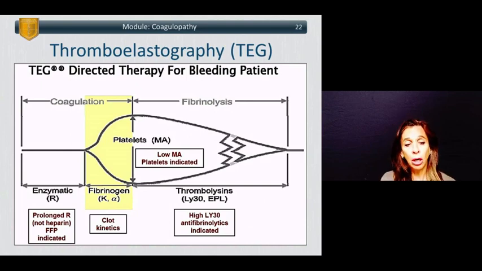And so if you have a prolonged R component and the patient is not on heparin, then FFP is indicated. If you have a prolonged K component, then that is generally due to a low fibrinogen level, and this affects clot kinetics, and replacement would be with fibrinogen. And then the high LY30 component means that antifibrinolytics are indicated because there's an increase in fibrinolysis or clot breakdown. So TEG assesses both the formation and stability of clots and then the lysis of clots.